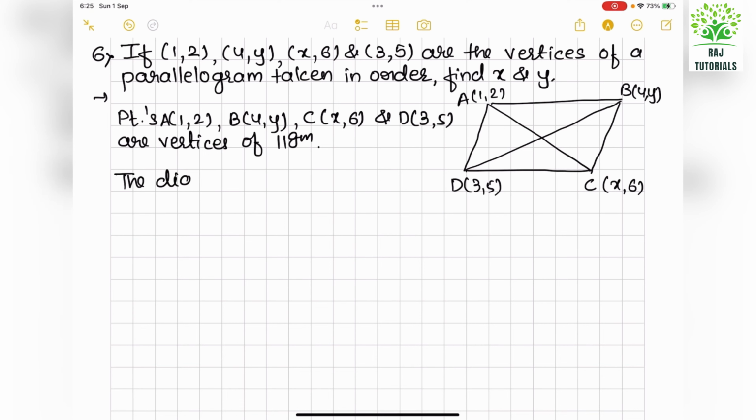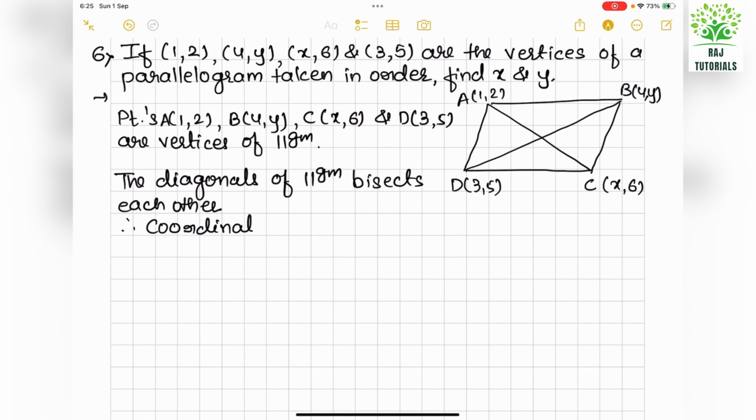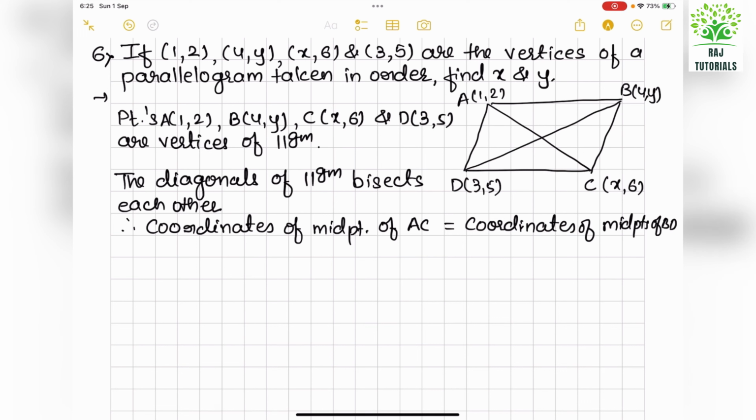The diagonals of a parallelogram bisect each other. Therefore, coordinates of midpoint of AC will be equal to coordinates of midpoint of BD. So, therefore, 1 plus x by 2 comma 2 plus 6 by 2 equal to 3 plus 4 by 2 comma 5 plus y by 2.